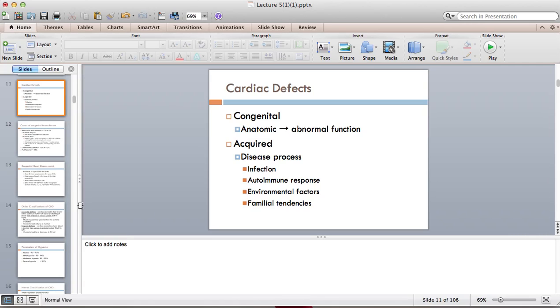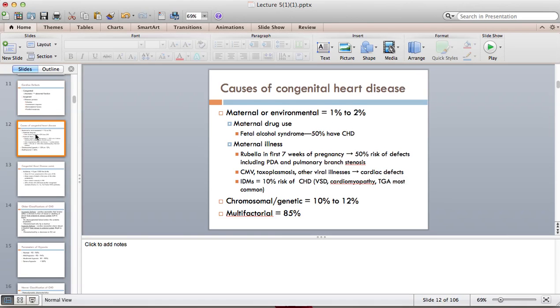So, for congenital heart disease, about 1 to 2% is from maternal or environmental causes, something like drug use or alcohol use in the mom. Kids whose mom has fetal alcohol syndrome, those kids most of the time will develop heart problems. This is simply because during that sensitive period of development, mom was using alcohol and that kind of makes them not develop as a whole.